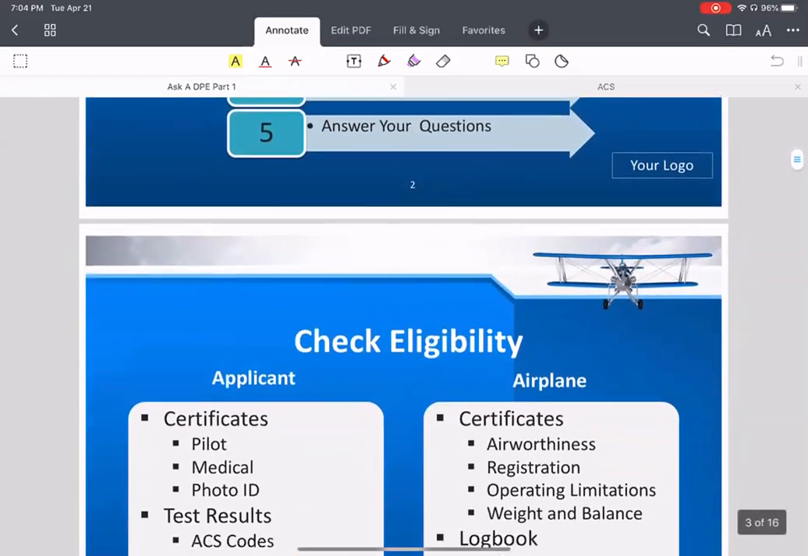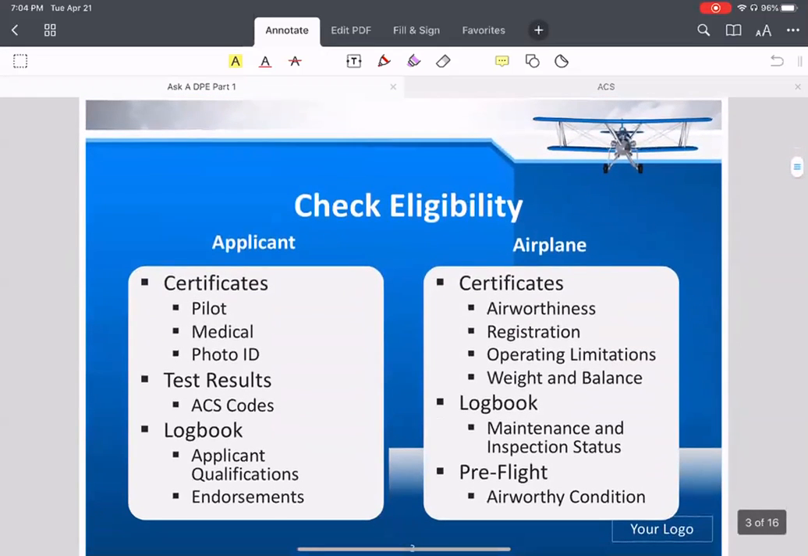So when you come for the check ride, we first have to establish eligibility, and that's both for you and the airplane. The things that we've got to look at are your certificates. You need to bring your pilot certificate and your medical certificate, and they need to be valid. And you need to have a valid photo ID. So an expired driver's license will not work. A medical that is no longer valid, whether it be first, second, or third.